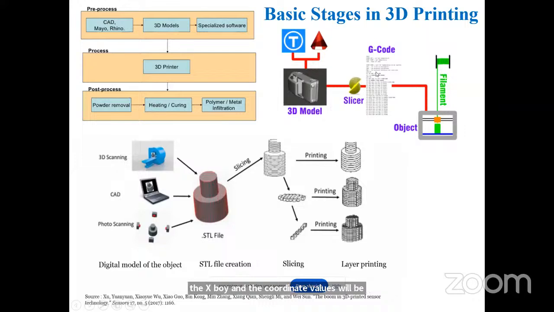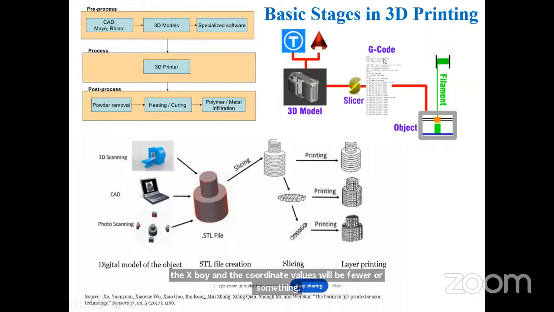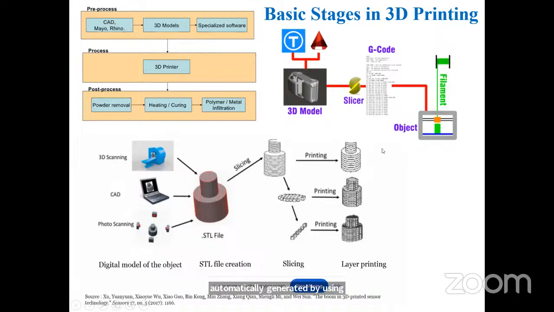Some operations are also automatically generated by using this Cura software. Then it is converted, copied and given as input to this printer on the right side bottom. Then the green color is the material, and printing will happen. This is the process we call the second stage.